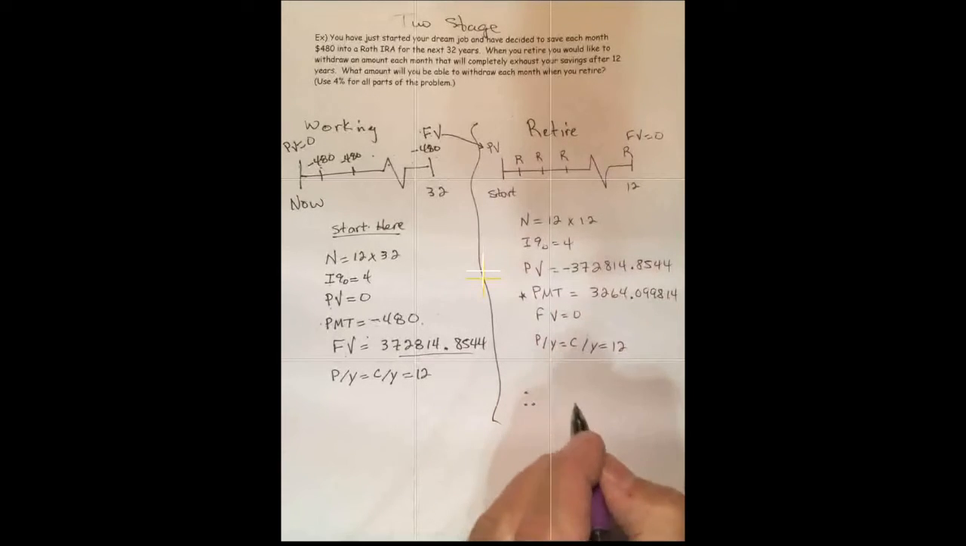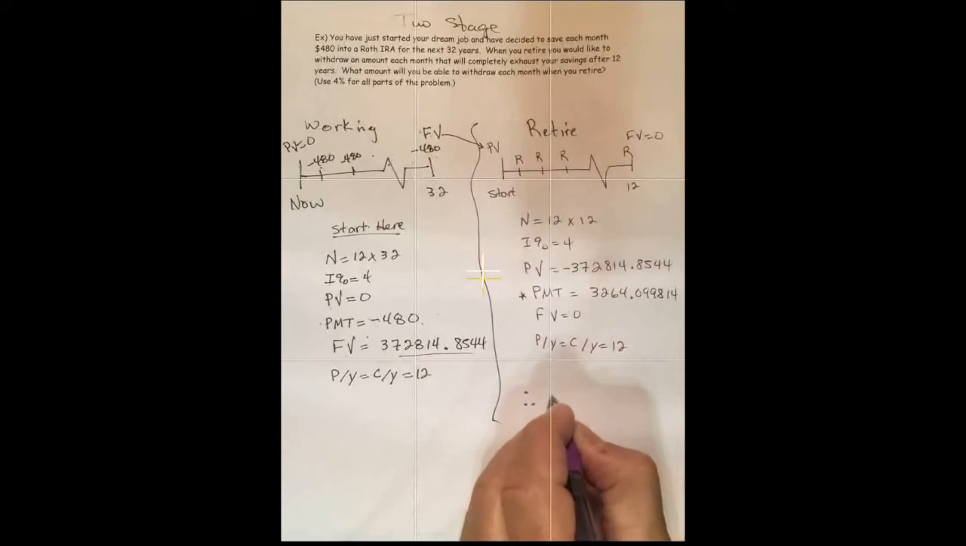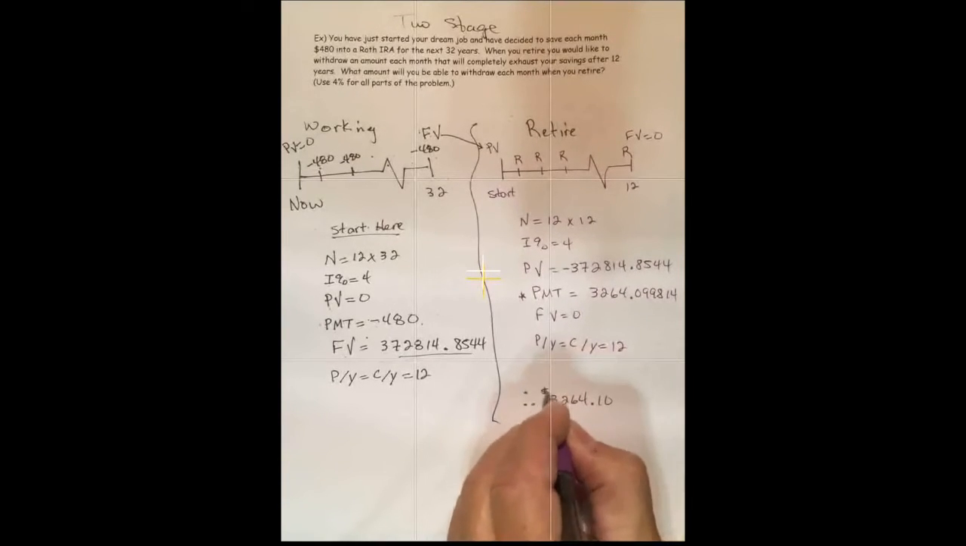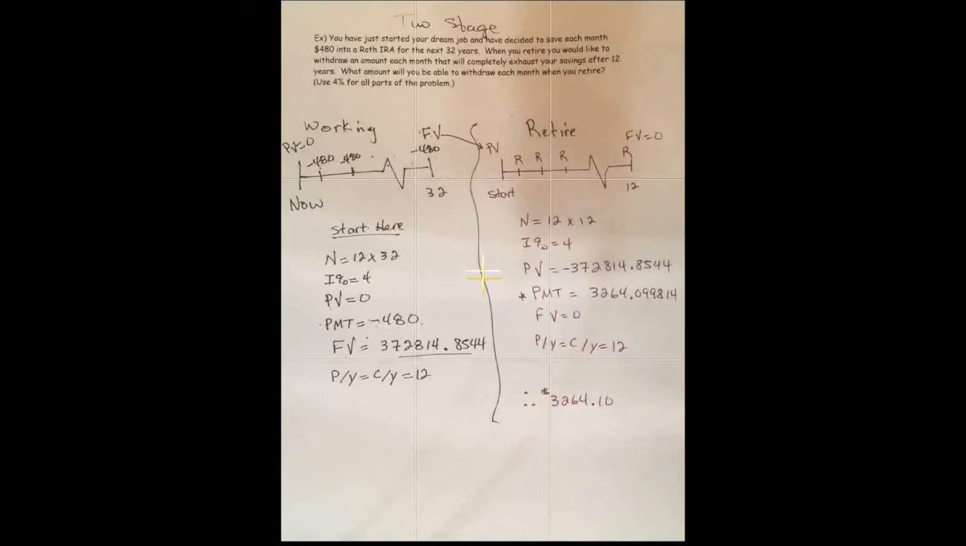So therefore the solution, in retirement, you're going to be able to withdraw $3,264.10 a month for 12 years. And when you go in and get the last withdrawal, there'll be nothing in the account and you're out of money.